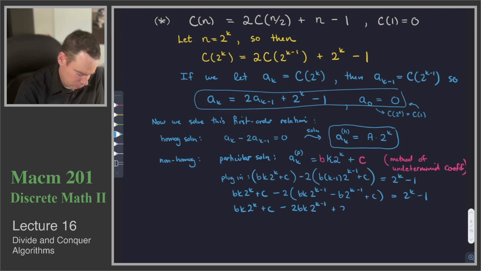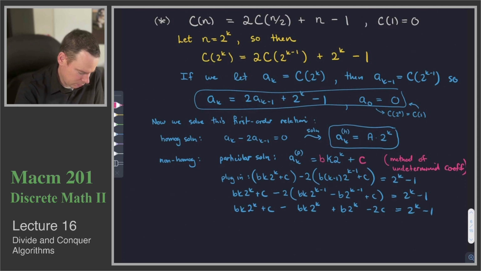So that becomes b k 2^k plus c, minus 2 b (k minus 1) 2^(k-1), minus 2 b 2^(k-1)... Oh, I can actually do a bit of simplification here. There's that 2. I can use it to multiply by 2^(k-1) to just bump up the exponent. Same with this 2 in the next term. I can get a b 2^k, and I get a negative 2c, and that's equal to 2^(k-1).